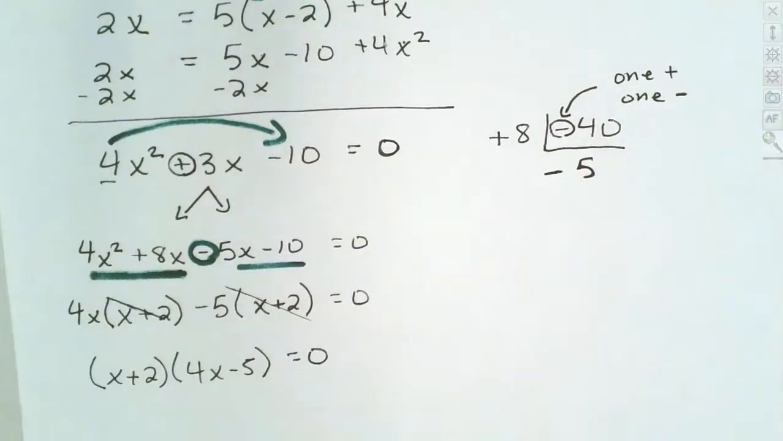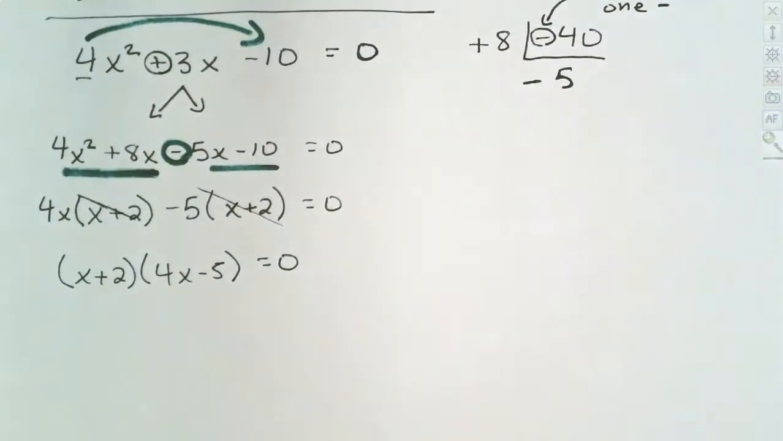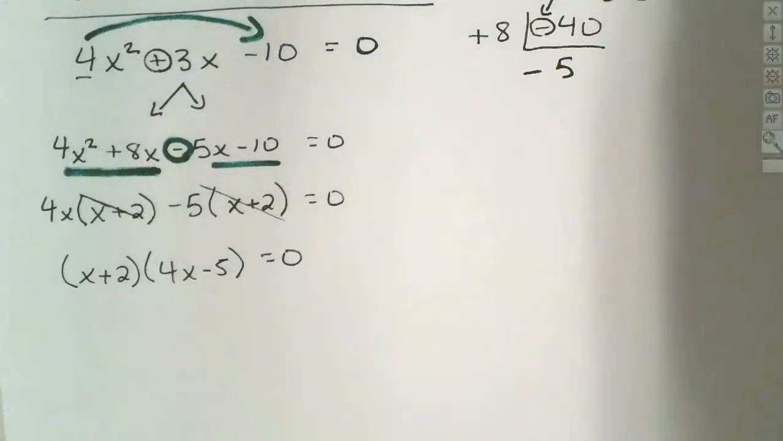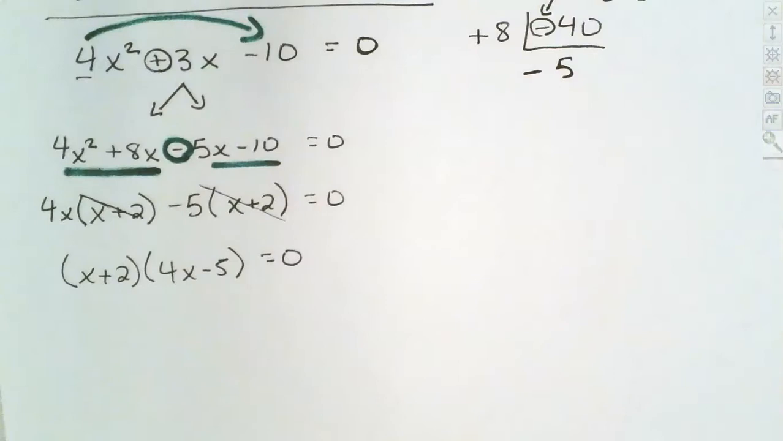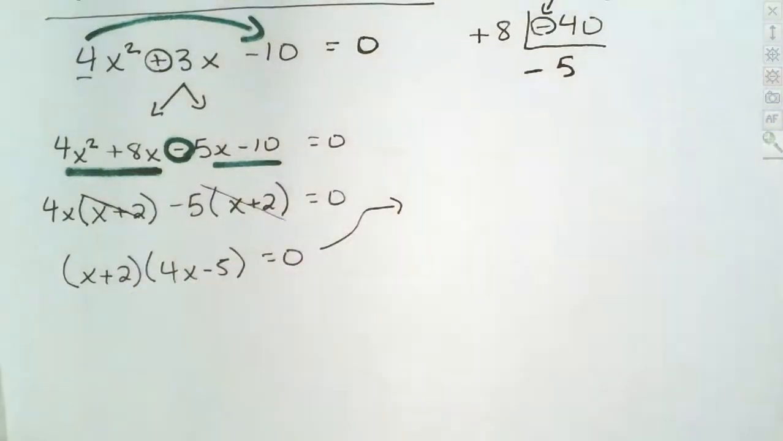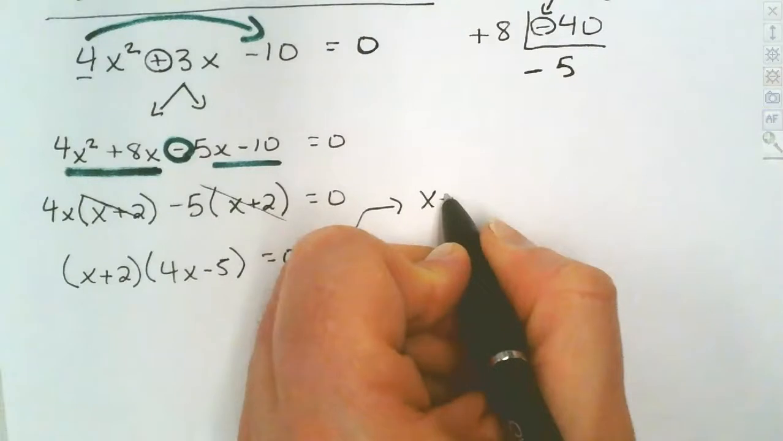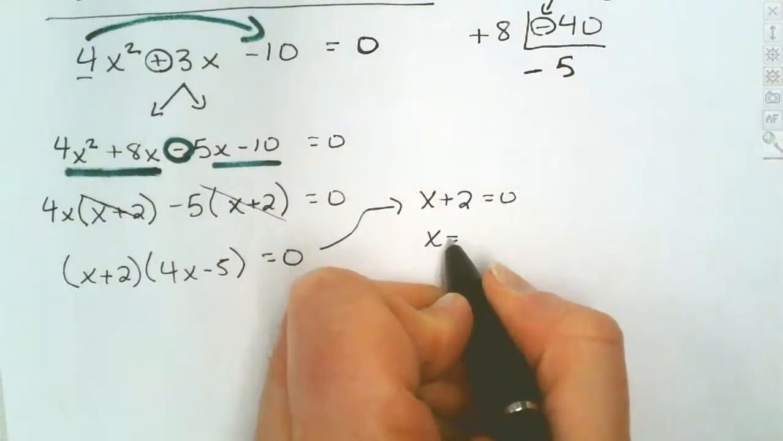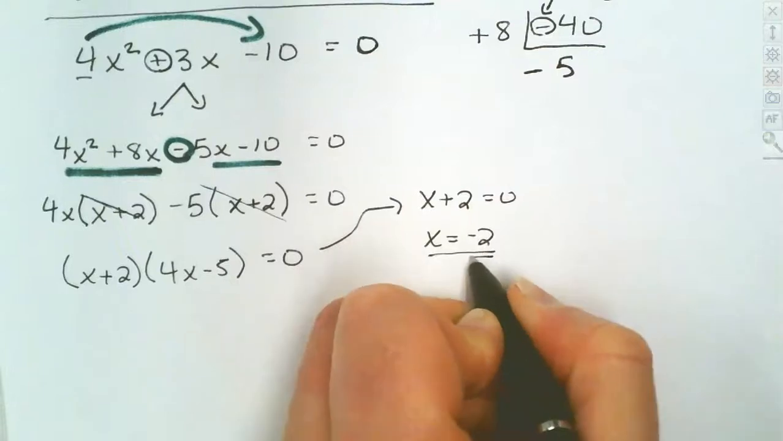And I know these take a bit to go through. Some of them are a lot easier than others. Finding the domain is not difficult. These, though, some of them take a little bit of time. So what are our final numbers that could work? We've got x plus 2 equals 0. So one possible solution is negative 2.